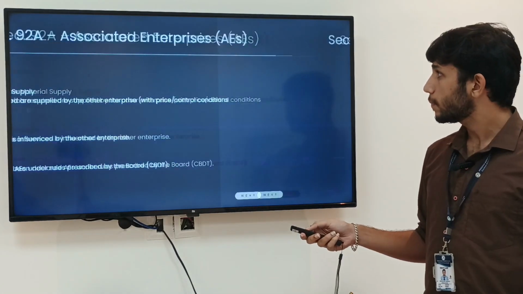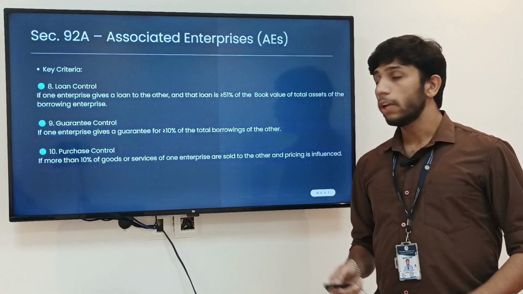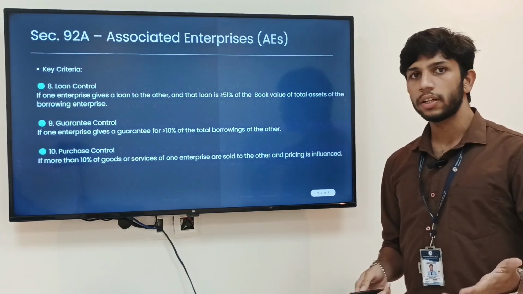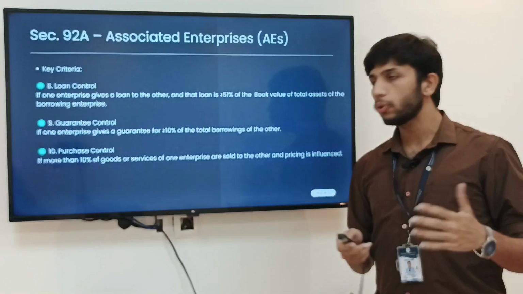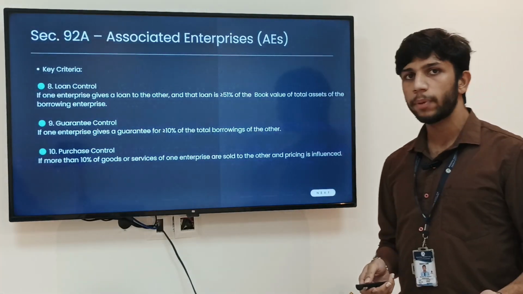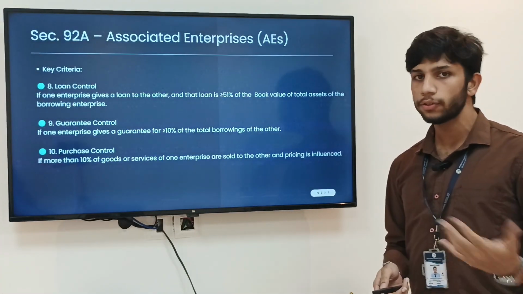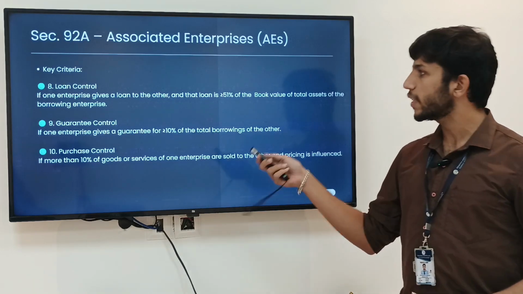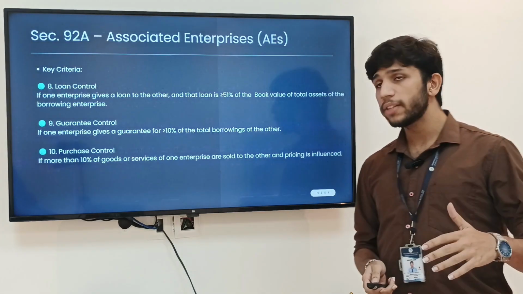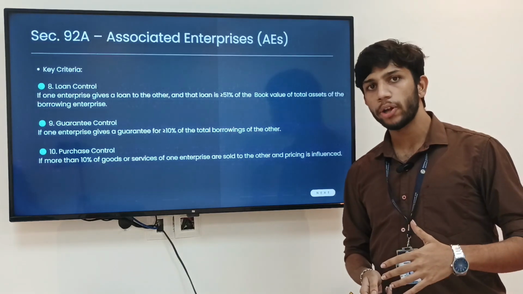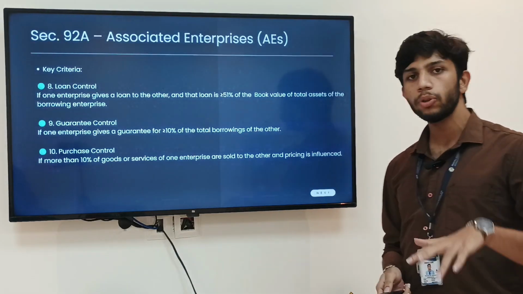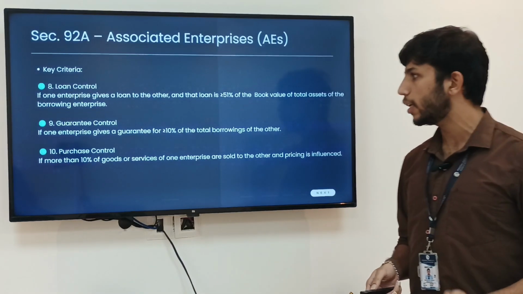Next one is loan control. If one enterprise gives a loan to the other and that loan is more than 51% of the book value of the total assets of the borrowing enterprise, then both enterprises are called associated enterprises. Next one is guarantee control. If one enterprise gives a guarantee for more than or equal to 10% of the total borrowings of the other enterprise, then both enterprises will be called associated enterprises.